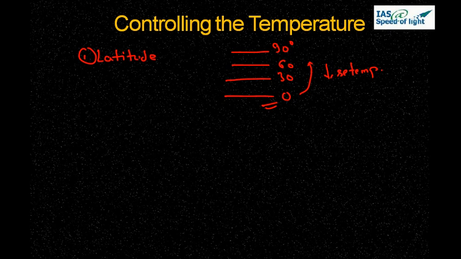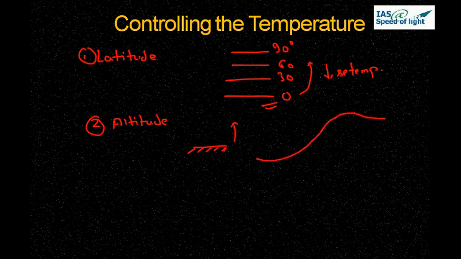Second is the altitude. That is the increase in height above the surface of Earth. So if you see here, this is a valley and this is a mountain top. A person who is standing here with a thermometer and a person here who is standing with a thermometer, which will have lower temperature? So we can straight away say it is the person who is standing on the mountain at a higher altitude who is going to experience much cooler temperature than the person who is standing on the surface.